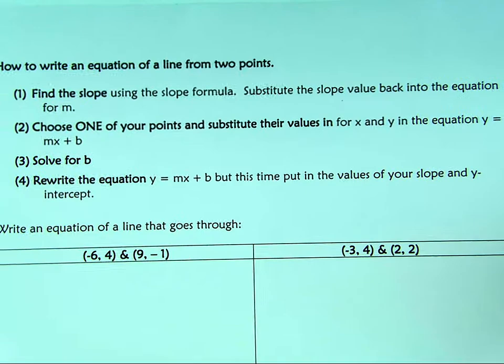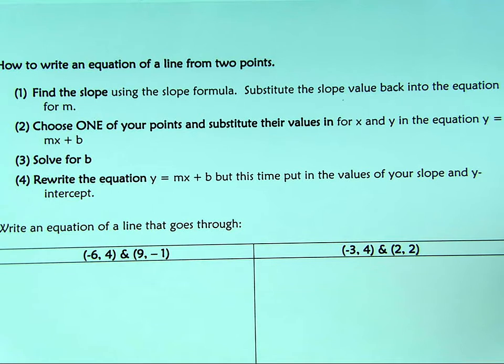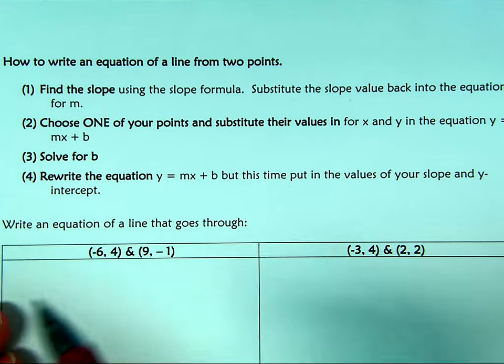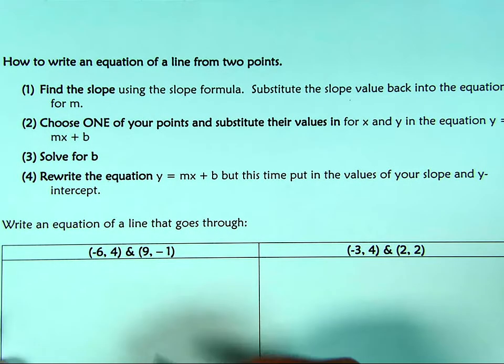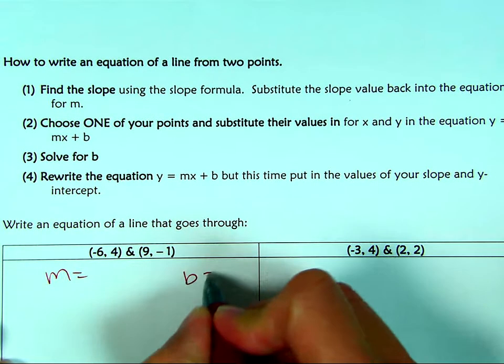Okay, now for the most challenging, I think, of all, is to write an equation if you are just given 2 points. So we don't have a slope. That means first we have to find our slope, and then I'll show you how to find the y-intercept. And then we're ready to write our equation, right? Because we need a slope, and we need a y-intercept.